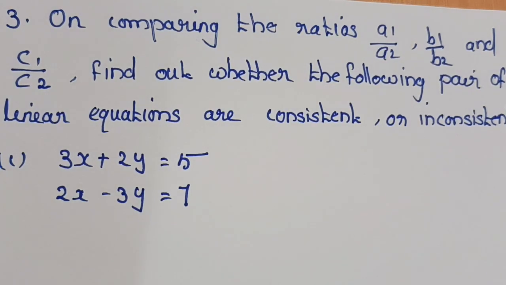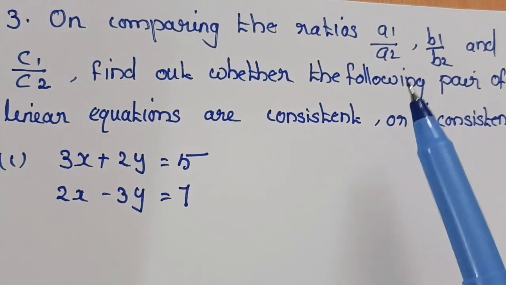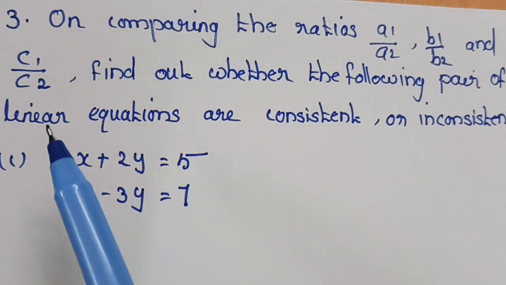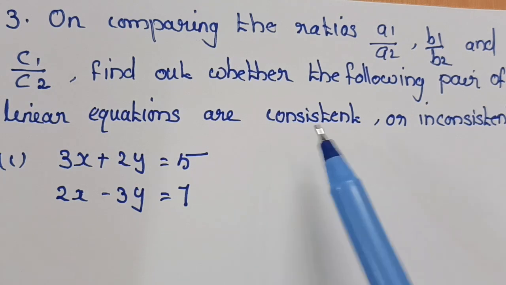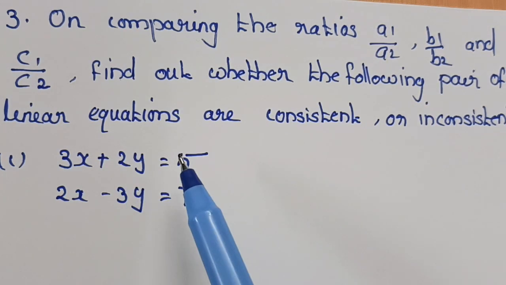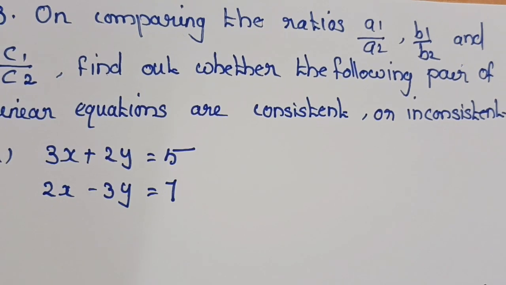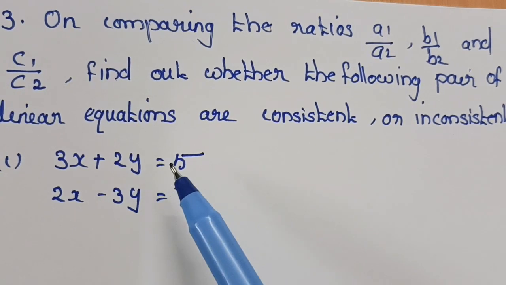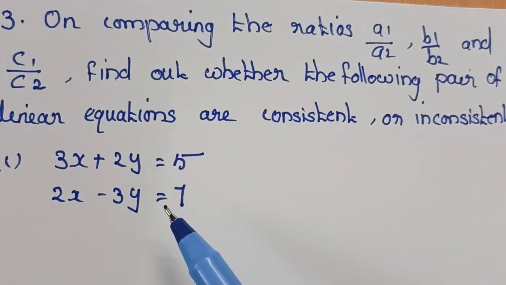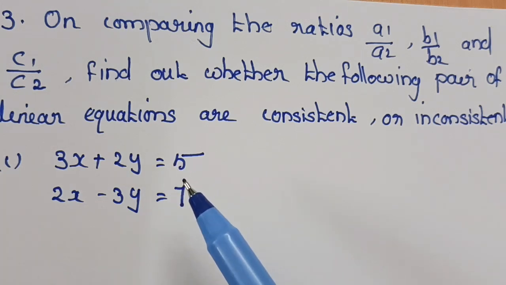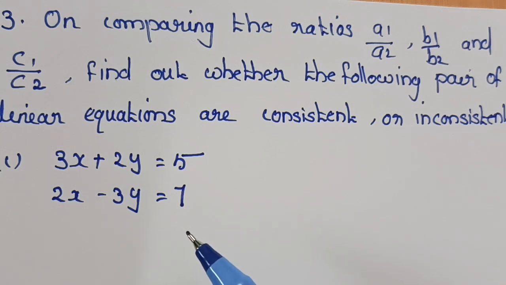Third question. On comparing the ratios a1 by a2, b1 by b2 and c1 by c2, find out whether the following pair of linear equations are consistent or inconsistent. That is, we have been given a pair of linear equations and we have to check whether the equations are consistent or inconsistent. Consistent means if there is a solution, then they are called consistent equations. If there is no solution, then they are inconsistent.